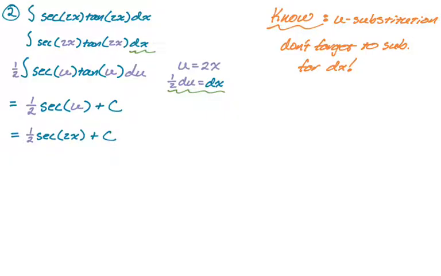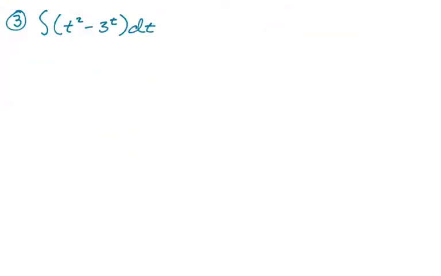All right, moving on to the next thing. We want to do the integral of t squared minus 3 to the t, so that's an exponential function, and then dt. All right, this one's really important. It's overlooked. It's not as common as the other things, so I understand why people don't remember it as well.